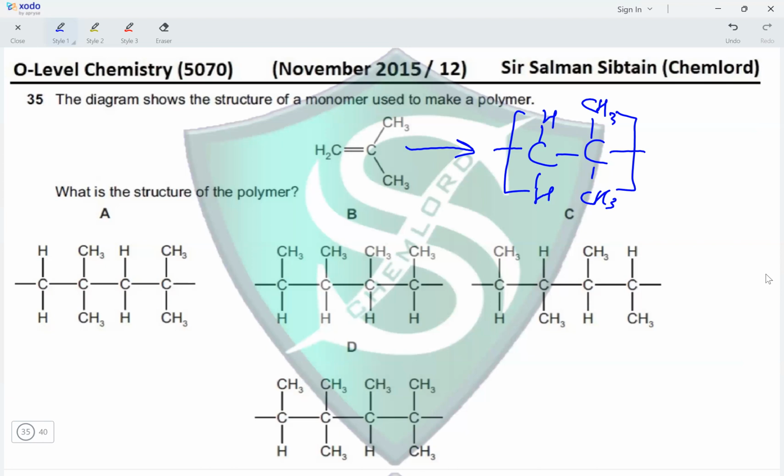So in A, we have got this present. This is one repeat unit. This is another repeat unit. So both of these are the correct repeat units. So this option is correct.